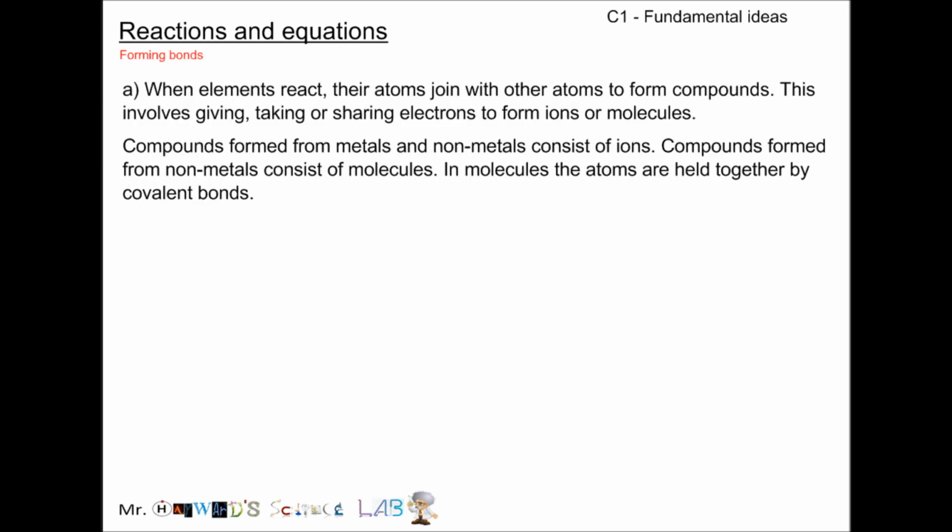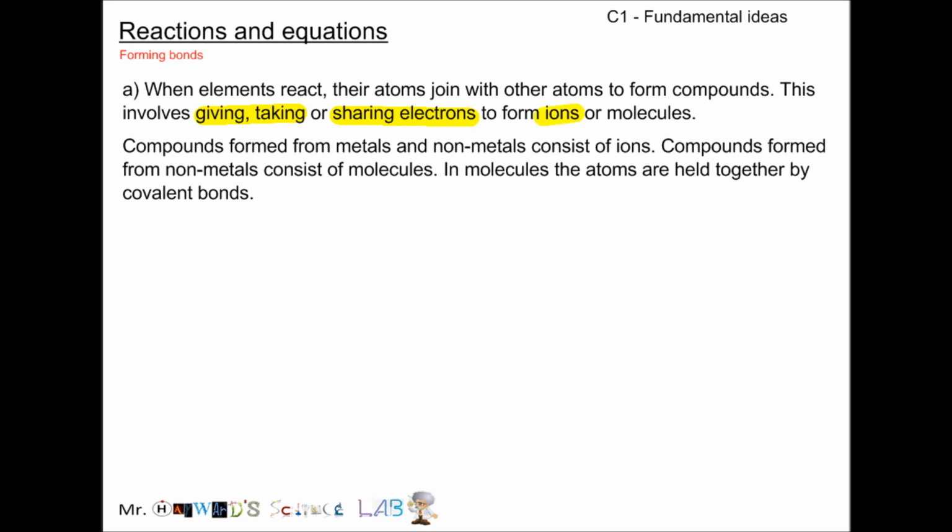This is what AQA give you. It is in the front of your booklet, and it states when an element reacts, it involves atoms joining with other atoms to form compounds, and this involves giving, taking, or sharing electrons. So the giving and taking is talking about ionic bonding, and the sharing of electrons is talking about covalent bonding.